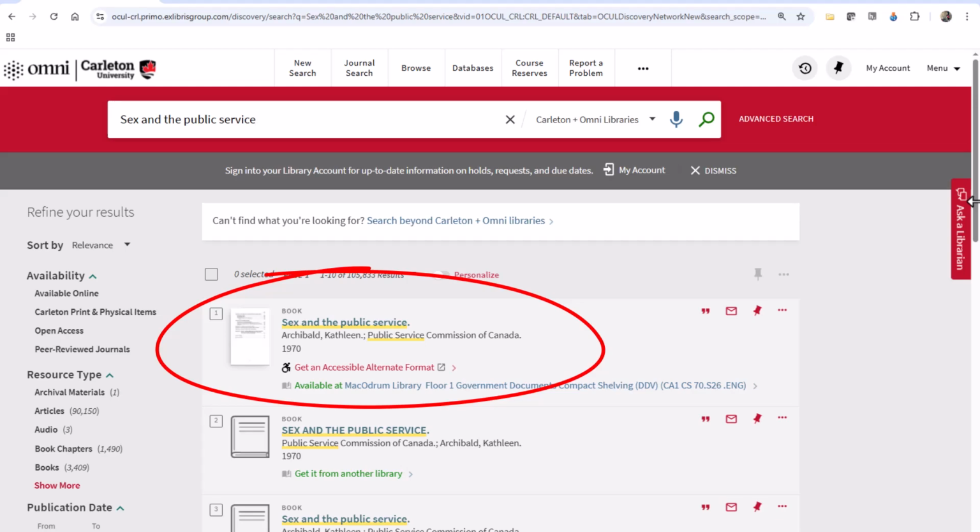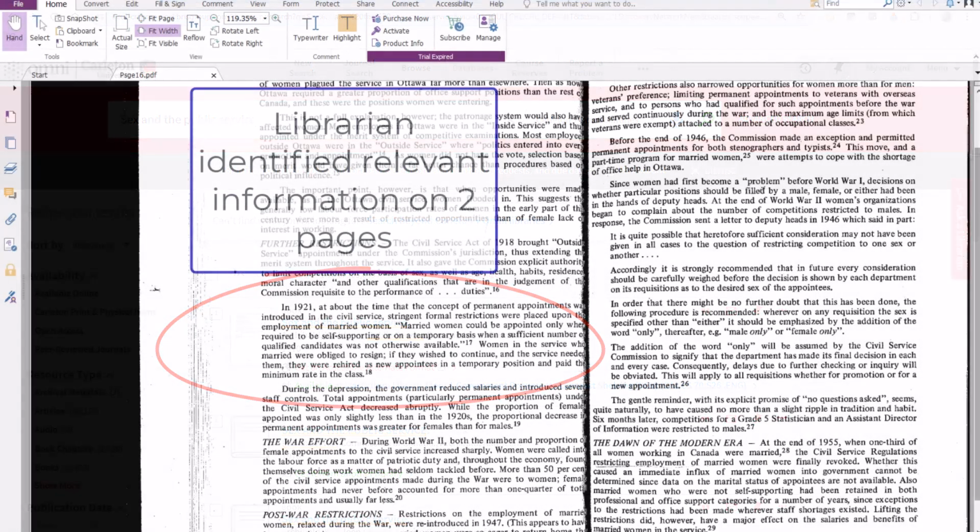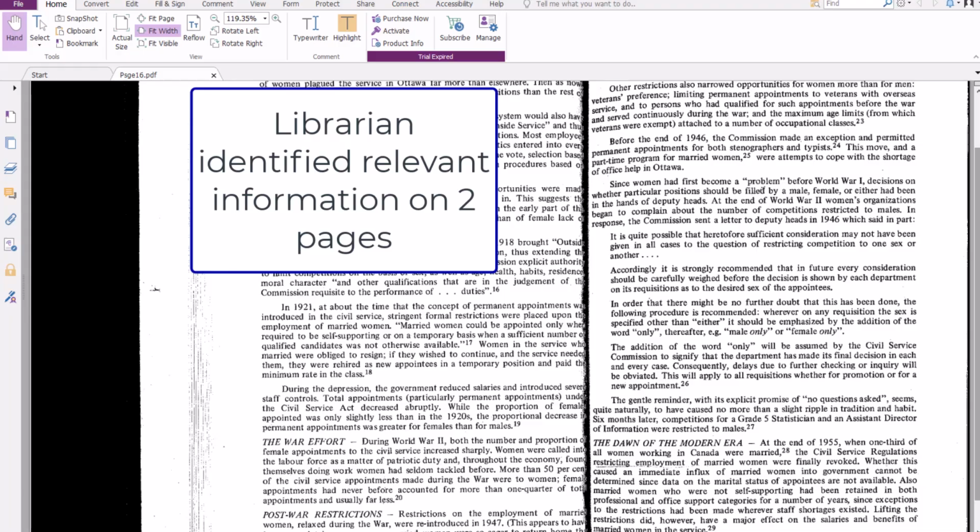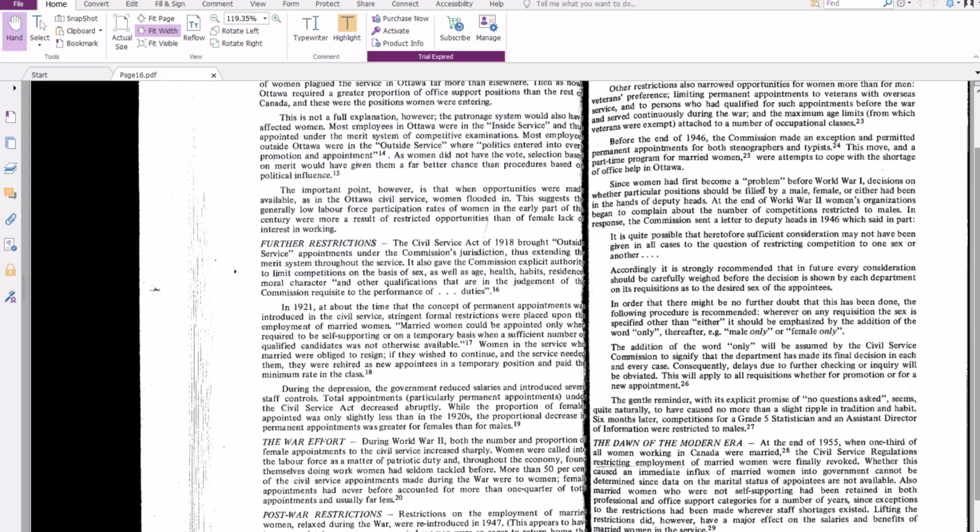Because the publisher is a federal government agency, this is a government document. Given that the report was published in 1970, it could be considered either a primary or secondary source. In the original email, the Government Information Librarian identified 2 pages with information that could be relevant to answering the historical question being asked. These pages suggest that the marriage bar was practiced by the Government of Canada and suggest that the relevant piece of legislation and a primary source could be the Civil Service Act of 1918.